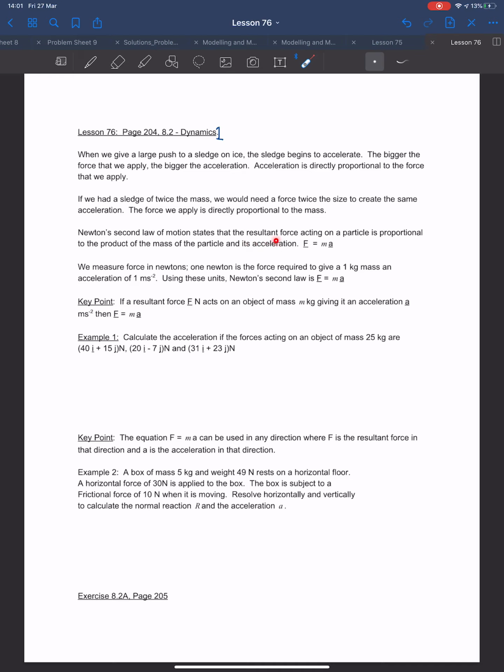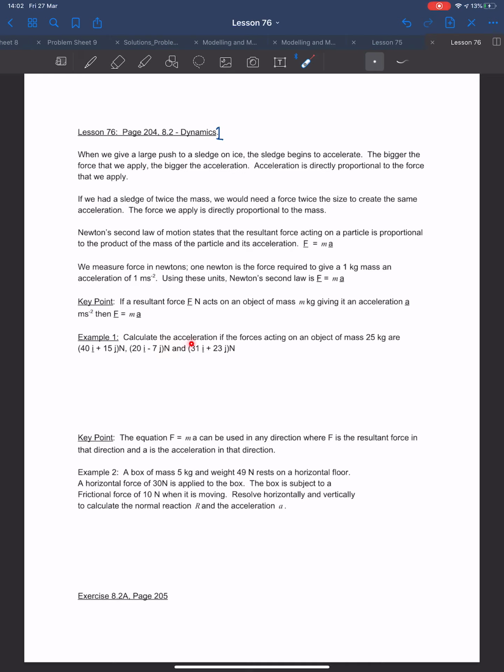Newton's second law of motion states that the resultant force acting on a particle is proportional to the product of the mass of the particle and its acceleration. So the resultant force is the mass times the acceleration. We measure force in newtons. 1 newton is the force required to give a 1 kilogram mass an acceleration of 1 metre per second squared. Using these units, Newton's second law is force is mass times acceleration, or F equals ma. Key point, if a resultant force F acts on an object of mass m, giving acceleration a metres per second squared, then F is ma.